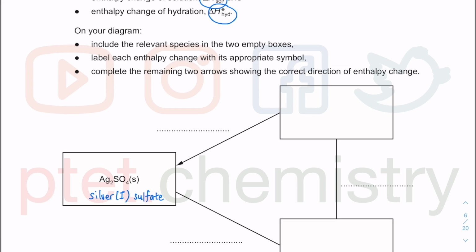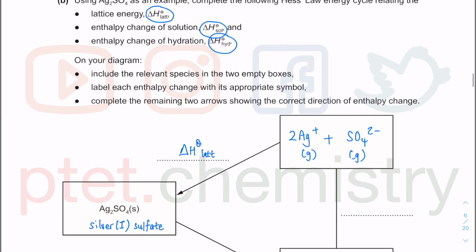What is what? They haven't labeled the arrow there, but this is being formed from something. This is being formed from its gaseous ions. That is going to be lattice enthalpy or lattice energy. So I'm just going to write down the gaseous ions. Of course, you have 2 Ag+, so I also have to balance my equation so that everything is correct there. I've made a mistake there. It shouldn't be aqueous. It has to be from its gaseous ions in order for you to define this as lattice correctly.